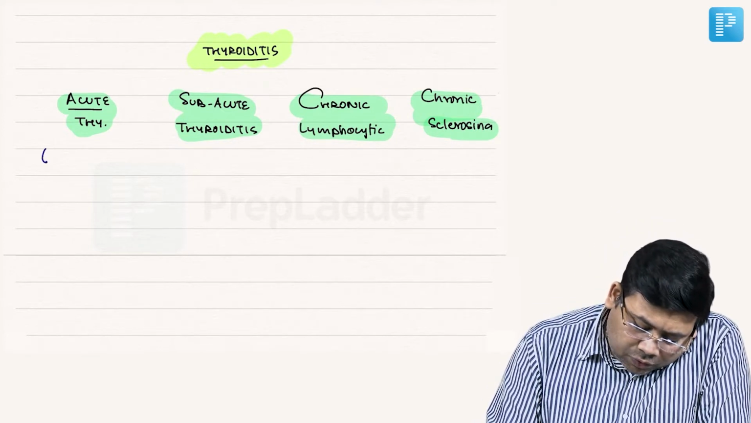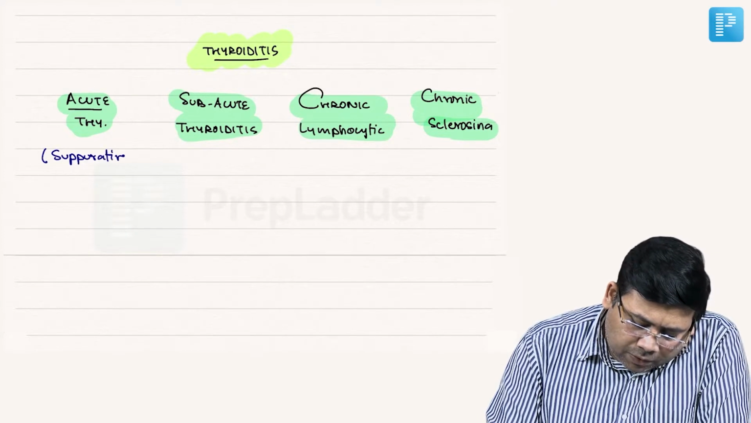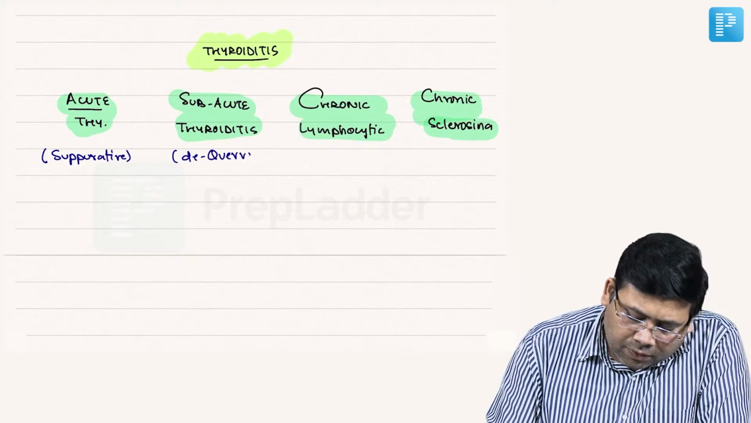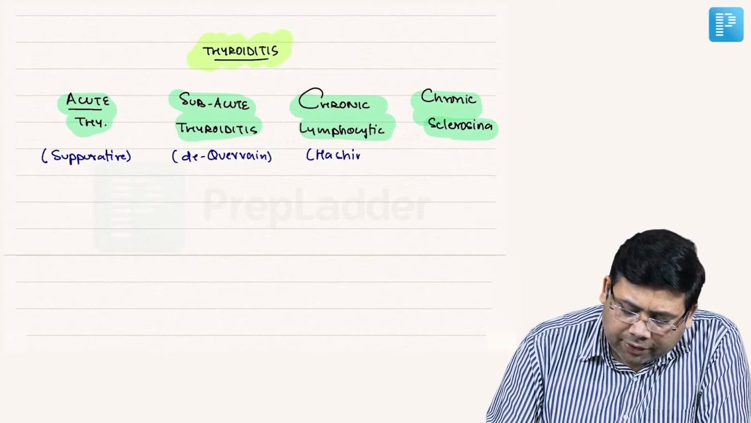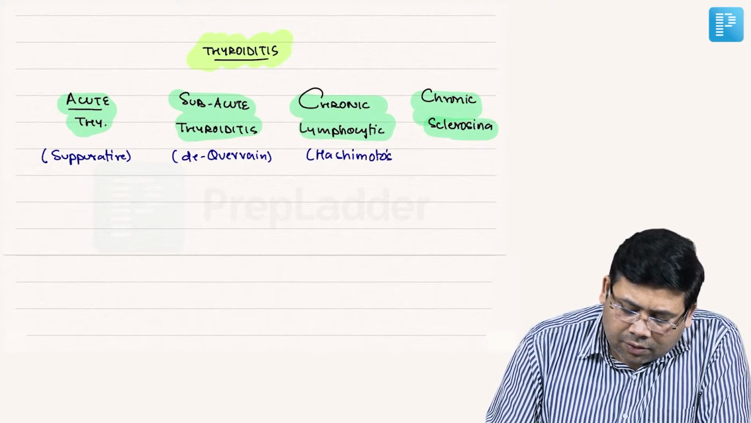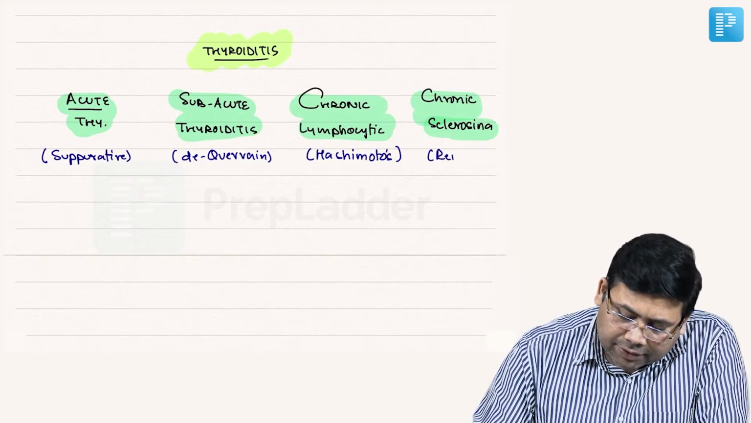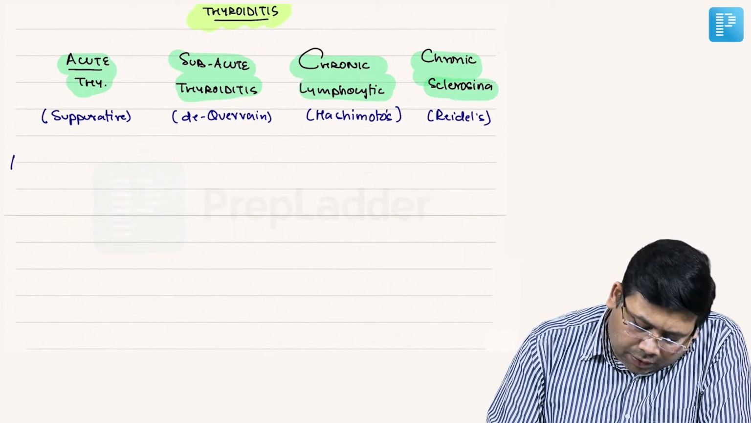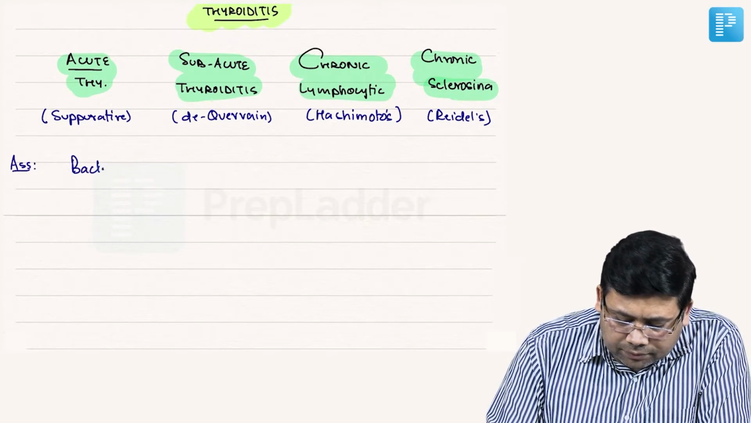This is also known as suppurative thyroiditis or bacterial thyroiditis. This is also known as de Quervain thyroiditis. This is also known as Hashimoto's thyroiditis. And chronic sclerosing is known as Riedel's thyroiditis. Let us try to understand the association. This is bacterial.